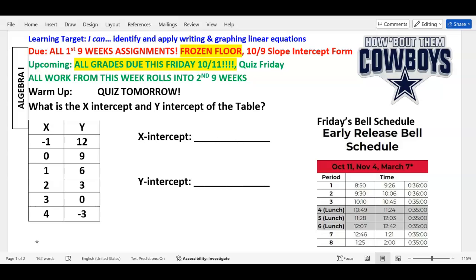Your grade cannot go down for the first 9 weeks. It can only go up. So make sure you take your tests, do corrections, turn in missing work, okay?